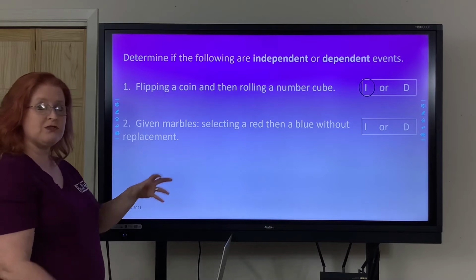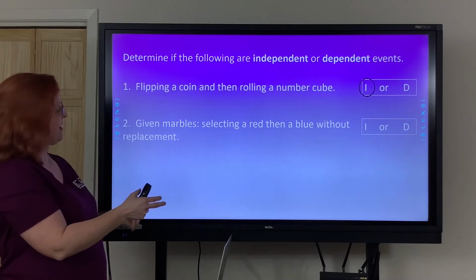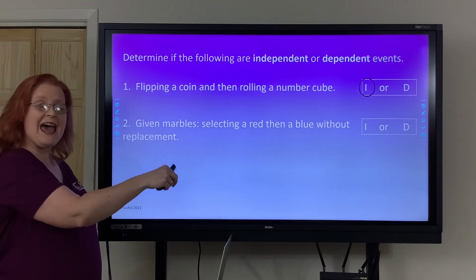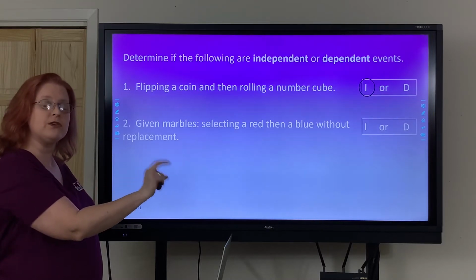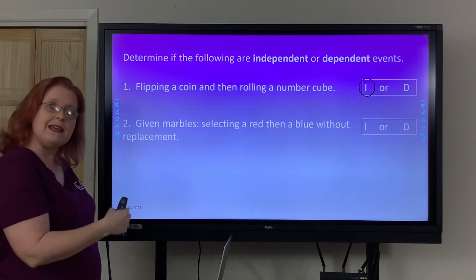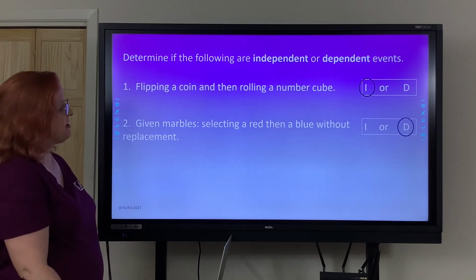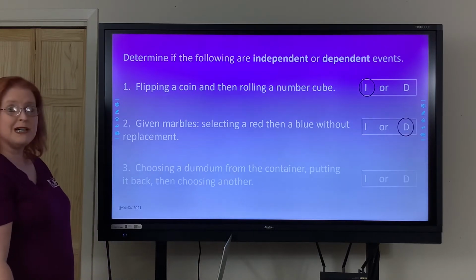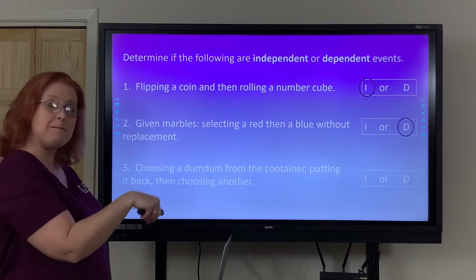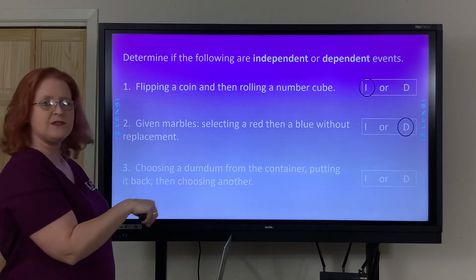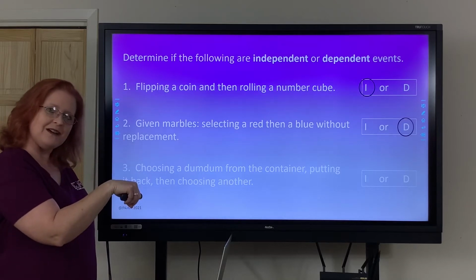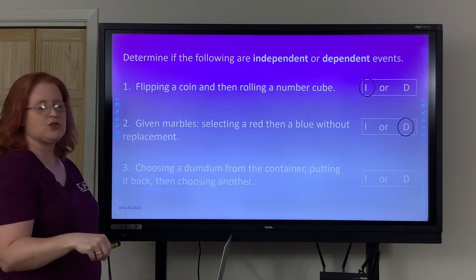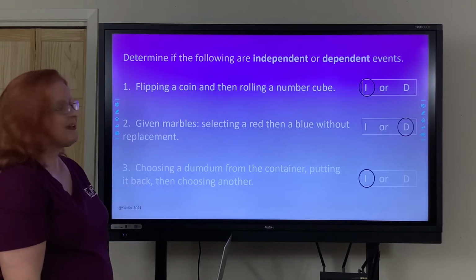Given a bag of marbles, selecting a red, not putting it back, and then selecting a blue. What happened to the number of marbles in the bag when you took the red out? It went down, and so this one would be a dependent event. All right, choosing a Dum Dum from the container, putting it back because that wasn't the flavor you wanted, and choosing another. When you put it back in there, did the number of Dum Dums in the container change for your second trial? No. So this would be an independent event.